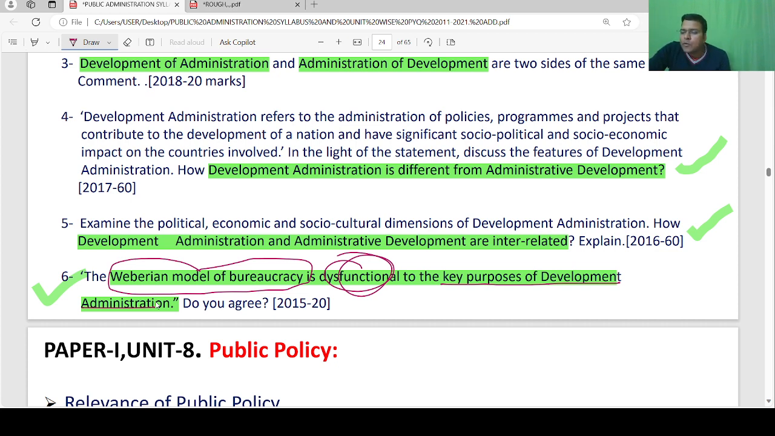Then, what is Weber's bureaucracy's relation to CPA? Weber is the proponent, or we can call him the father of bureaucracy. Riggs is known as the father of comparative public administration. Weber has studied bureaucracy in detail and has given a positive meaning to bureaucracy. He has explained the concept of bureaucracy. So in this question, you need to write about Weberian bureaucracy and Riggs' comparative public administration.